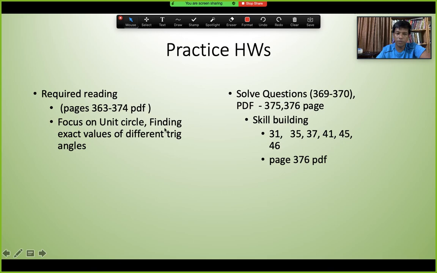For reading, focus on unit circle, exact values, etc. Just for reading. It is always good to read the chapter. I know it is a little bit tiring, boring, or annoying to read on a screen, or even in the book. But it is always a good idea to read. Always read the book. This Sullivan book is really good. It is self-explanatory. So always have this habit of reading.